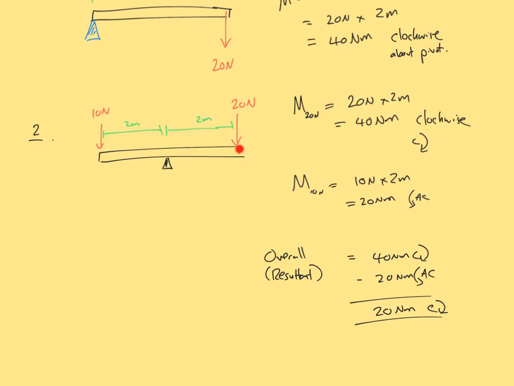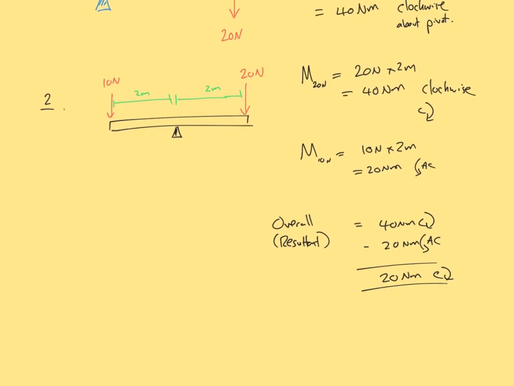So in situations where you've got more than one turning effect, you have to work them out individually, decide whether they are clockwise or anti-clockwise, and then combine all of those together to work out the overall effect. You can't just quickly combine them. Let's do another example that looks at a similar situation to that.